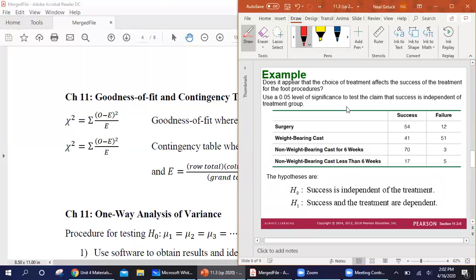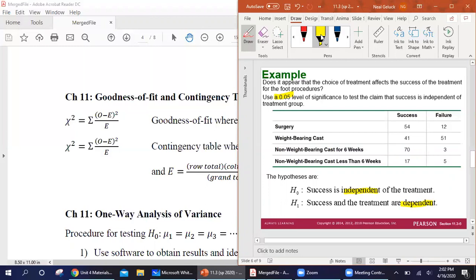So in our problem here, is the choice of treatment going to affect success of the treatment? So basically, are they dependent or are they independent? Notice we've got a significance level, 0.05. We'll get to that later. So the hypotheses, again, the null is always independent, that the variables are independent. And the alternative is that they are dependent.